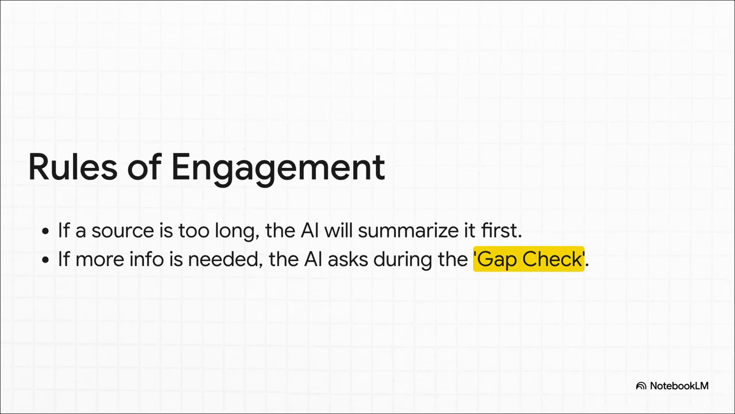Your briefing can also include some really clever rules of engagement. For example, you can tell the AI to automatically summarize any source file that's too long for it to process in one go. And you can bake in a rule that says, if it ever needs more information, it has to ask you during that initial gap check step. It's all about designing a smarter, more proactive assistant from the start.